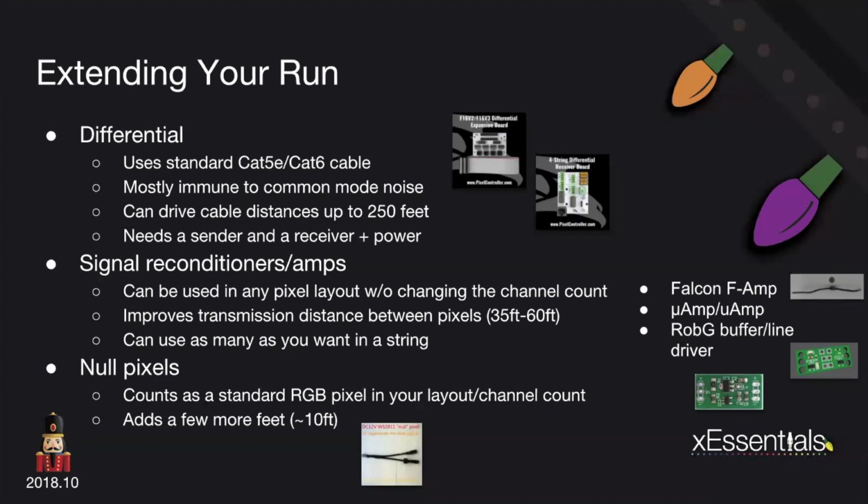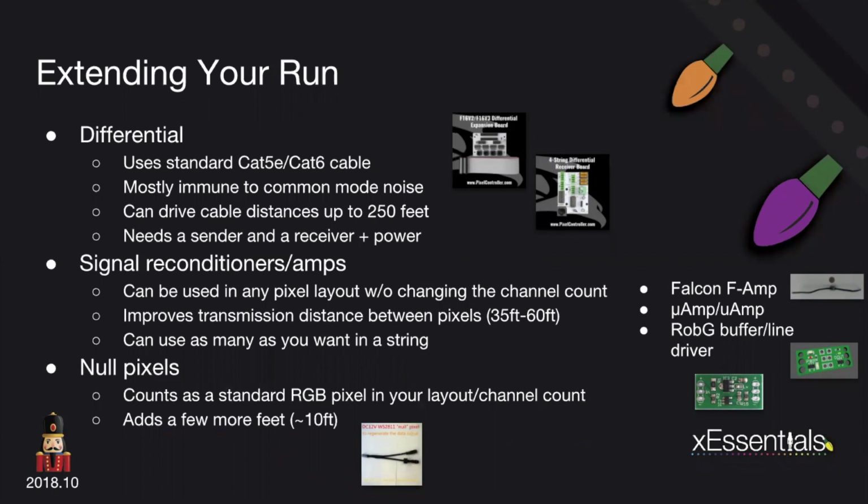They're small generally. They don't consume a tremendous amount of power, very little power usually. And I've listed 3 there that I'm aware of. I know there's some others that people have developed on their own that aren't really necessarily available for general use. The Falcon F amp, which I believe is going to be released very, very soon. I know David's been working on that one. The microamp or UAmp, depending on how you want to say it, is another one that's been around for a bit. And then the Rob G version of the buffer line driver, same general idea. They basically work in the same way. They're a little bit different electronically, but not in any significant way that you'd have to worry about.